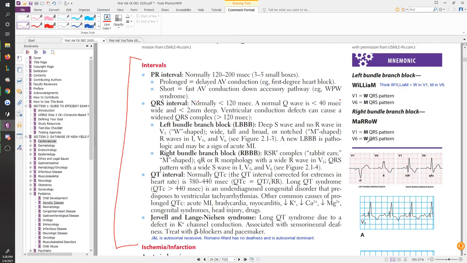So if you look at this example here, this is supposed to be a left bundle branch block. Right, so they said that the left bundle branch block is William. William means having an M on V6, and you can see that little notch they have on your V6. In a right bundle branch block, that's Marrow, right? So RR for right, LR for left, right?